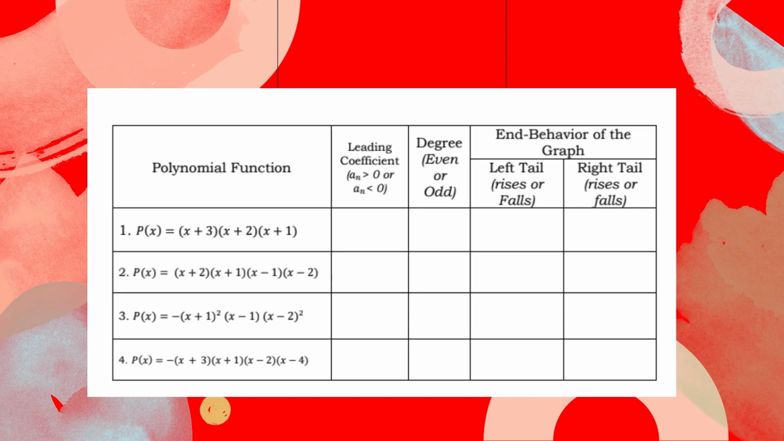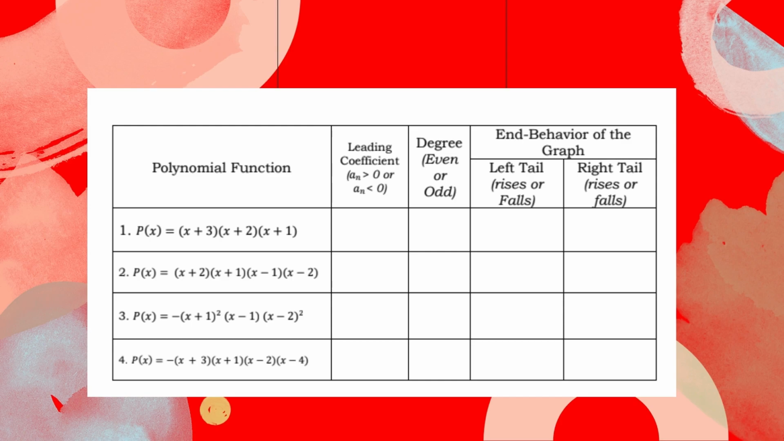In the second polynomial function, the degree is 4, which is even, the leading coefficient is 1, which is positive, and the graph rises both to the left and the right. In the third polynomial function, the degree is 5, the leading coefficient is -1, and the graph rises to the left and falls to the right. In the fourth polynomial function, the degree is 4, an even number, and the leading coefficient is -1, a negative integer, which means the graph falls both to the left and the right.